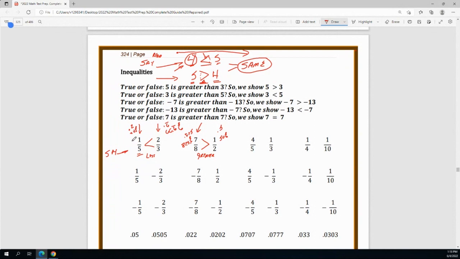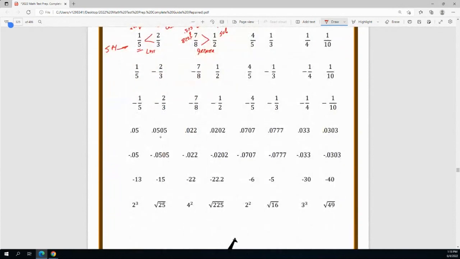Give some more. Try it with a decimal. Look at these. These are just decimals. Okay, let's look at this first step. Which one's bigger, 0.05 or 0.0505? Did you say 0.0505 is greater? I agree. Remember, this is 5 pennies, but this is 5 pennies and a little bit extra. It's more. So let's say this. 0.05 is less than 0.0505. Good job.